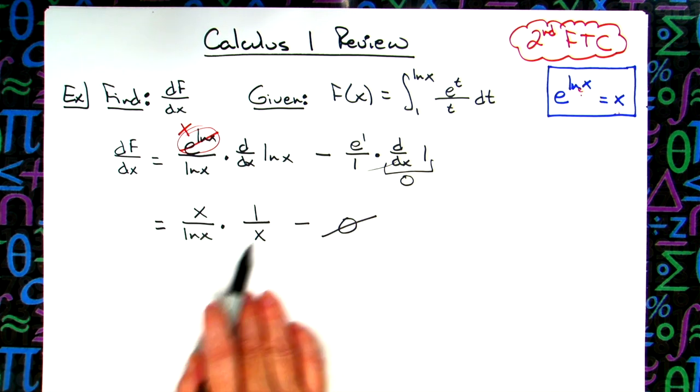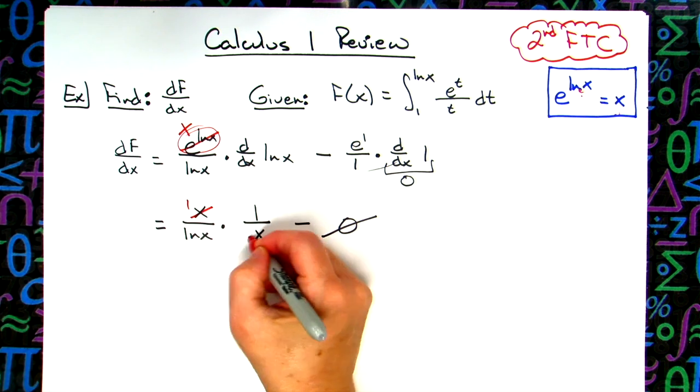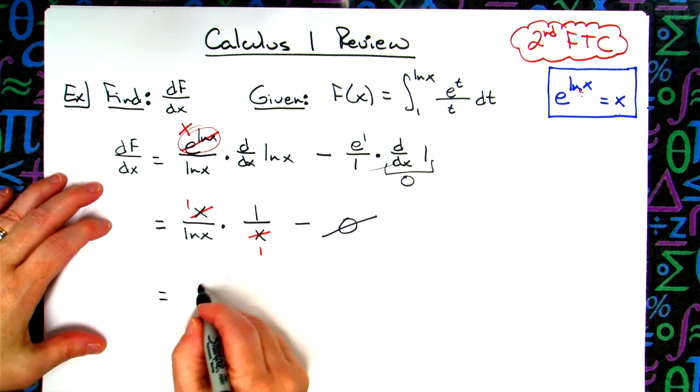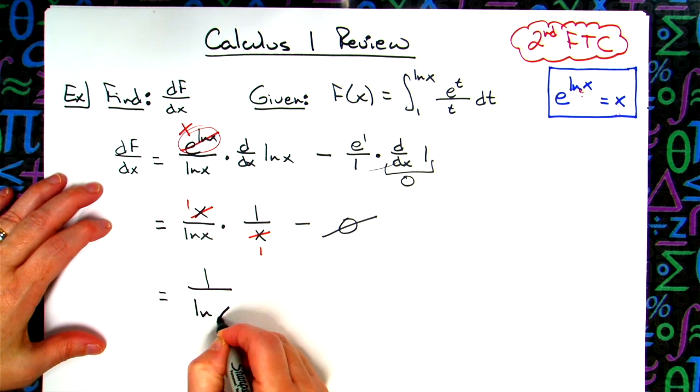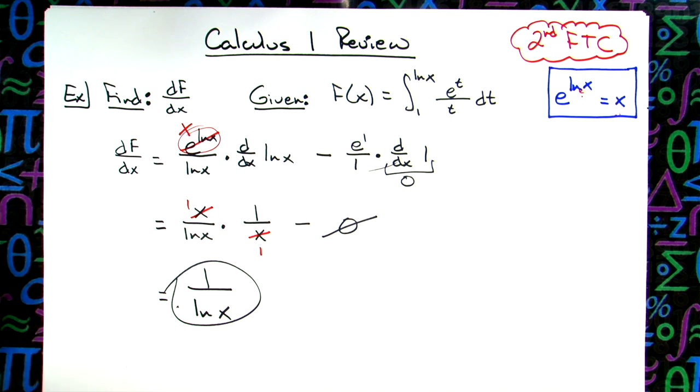Now we're down to just this simple expression. I've got an x on the top and an x on the bottom, so I can cross that out to get an overall final answer of just 1 over natural log of x. This is basically a straightforward second fundamental theorem of calculus problem. You're asked to find the derivative of a function, and that function happens to be an integral.